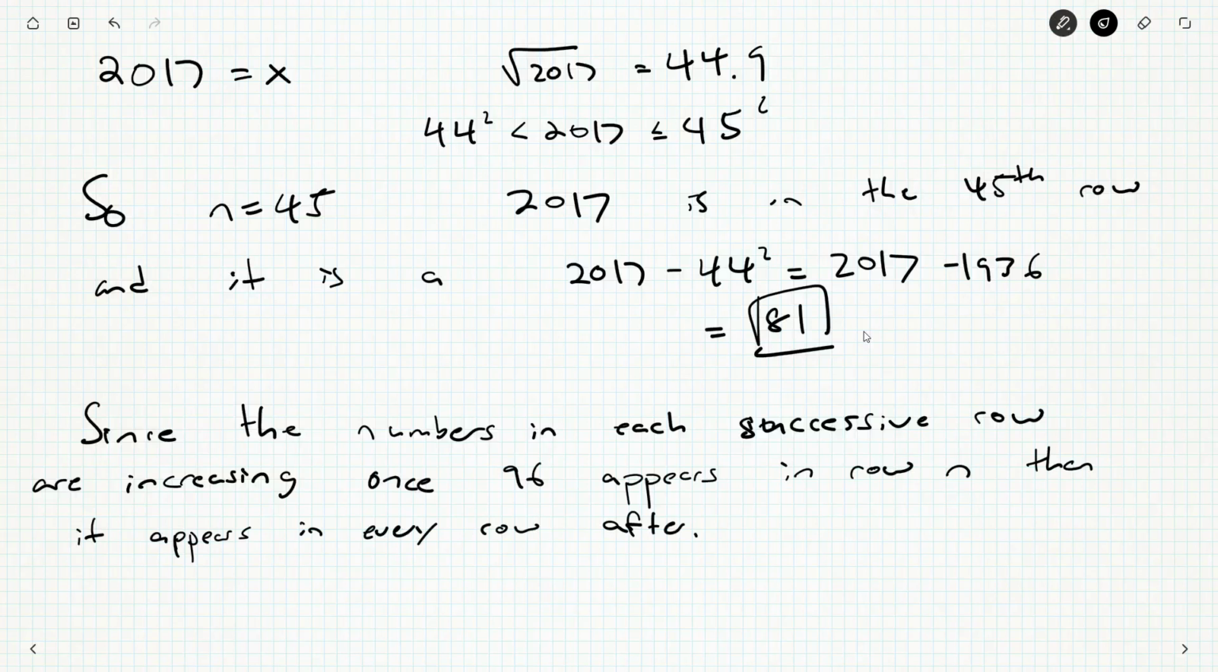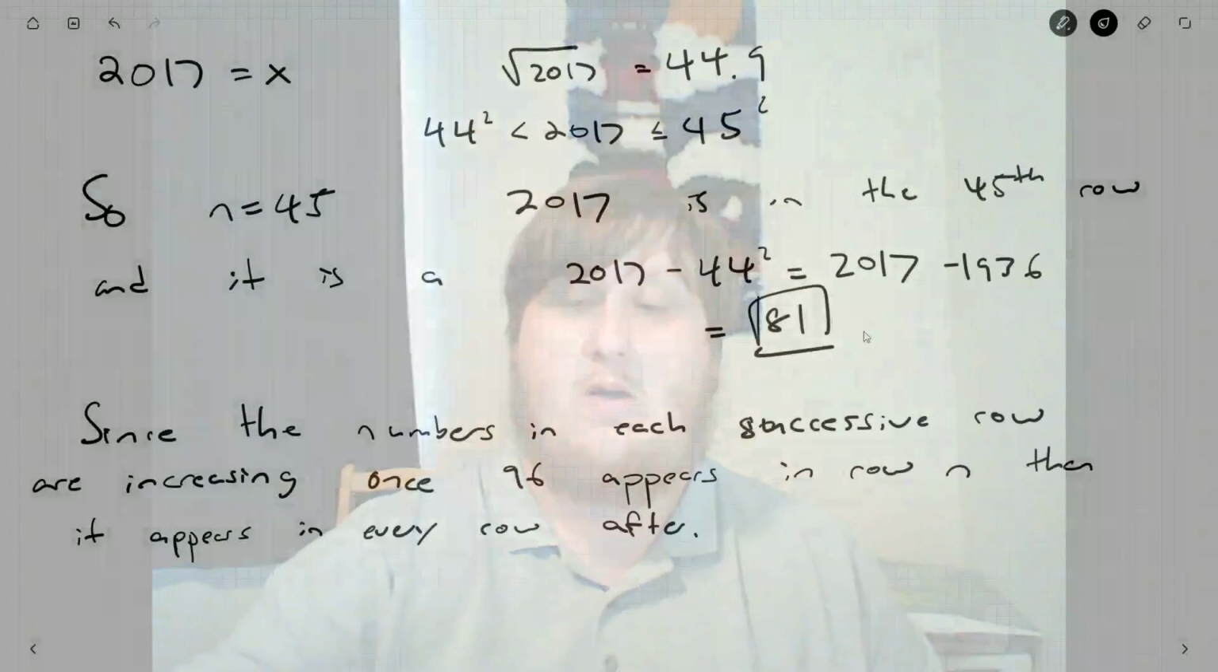So this changes the problem. Now I just need to figure out the first row that it appears in, and then say, okay, from that row, say it's the 10th row, to the 200th row, how many rows are there? That's the number of times 96 will appear. 96 only ever appears once. If it appears in a row, it appears once, and that's probably something we should write down as well.